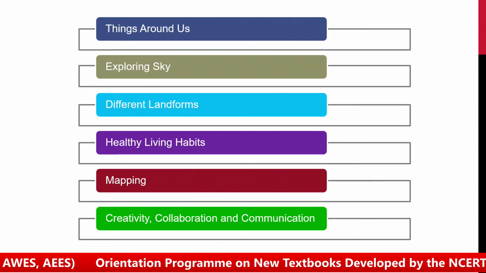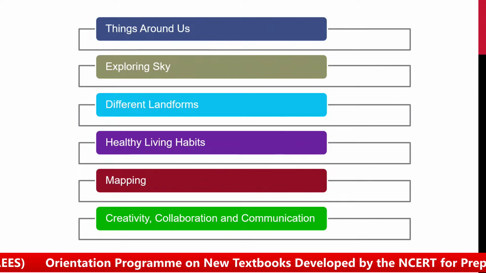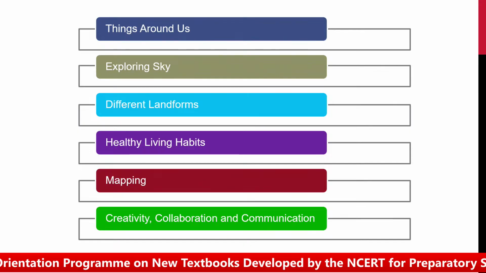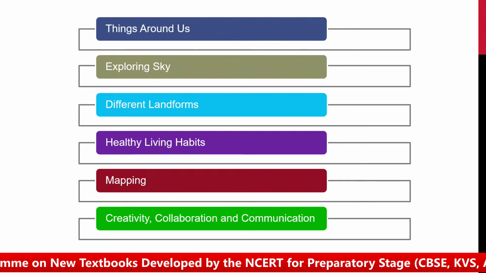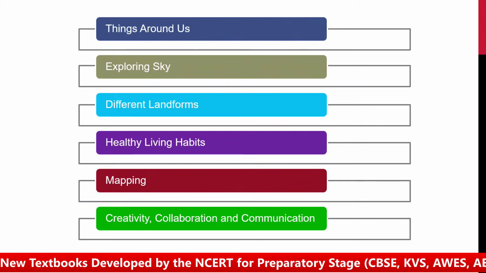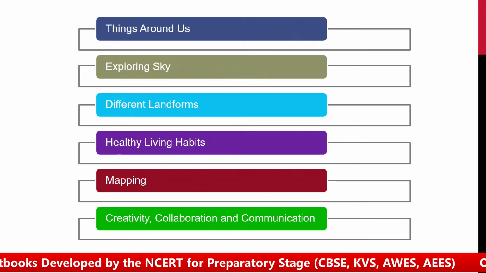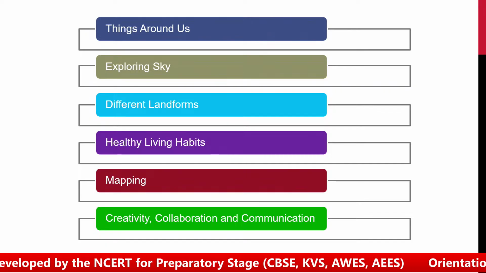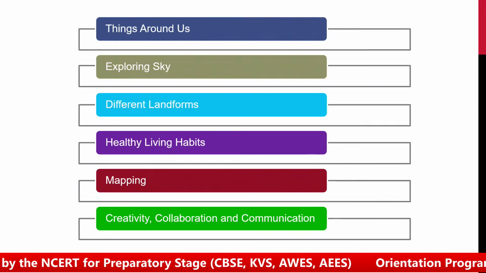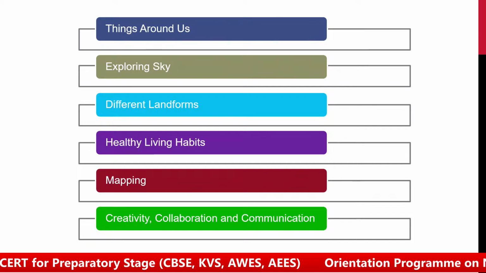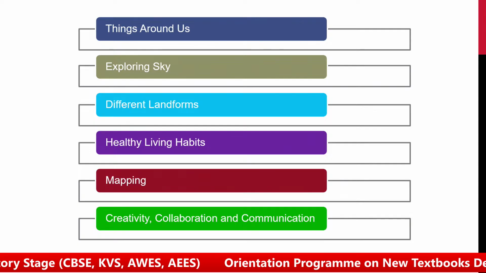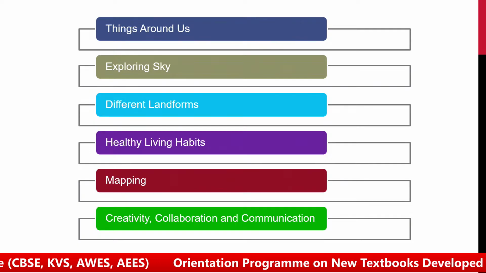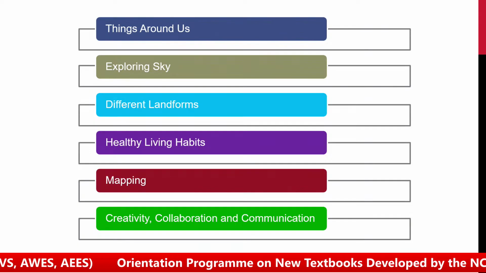And the second one is about exploring the sky. There were certain elements of celestial bodies in EVS as well, but here, in a more interdisciplinary way, we are trying to see certain characteristics of the sun, the moon, and certain patterns in the stars as well. The third is about different landforms. The fourth is healthy living habits. Here we talk about the different kinds of food groups, the necessity of having rest, and the necessity of having adequate sleep.